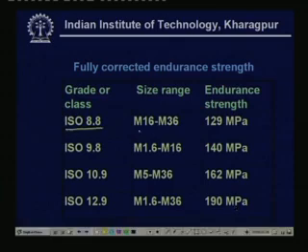For ISO 8.8, M16 to M36, it is 129 megapascal. It increases as you go, increasing to ISO 12.9, where for M1.6 to M36 it is 190 megapascal. These are all to be found in the handbook.